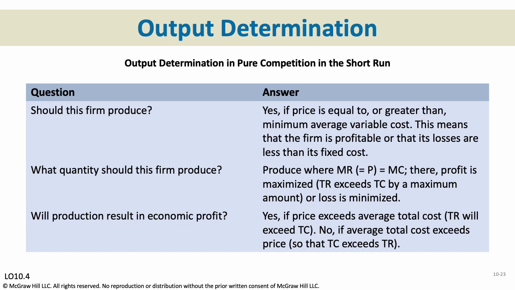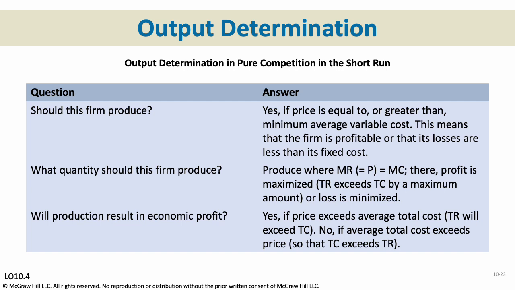What quantity should it produce? Produce where marginal revenue equals marginal costs. That'll maximize profit. Total revenue exceeds total cost by a maximum amount, or loss is minimized. So you're not always going to make money, but minimizing a loss is better than nothing.